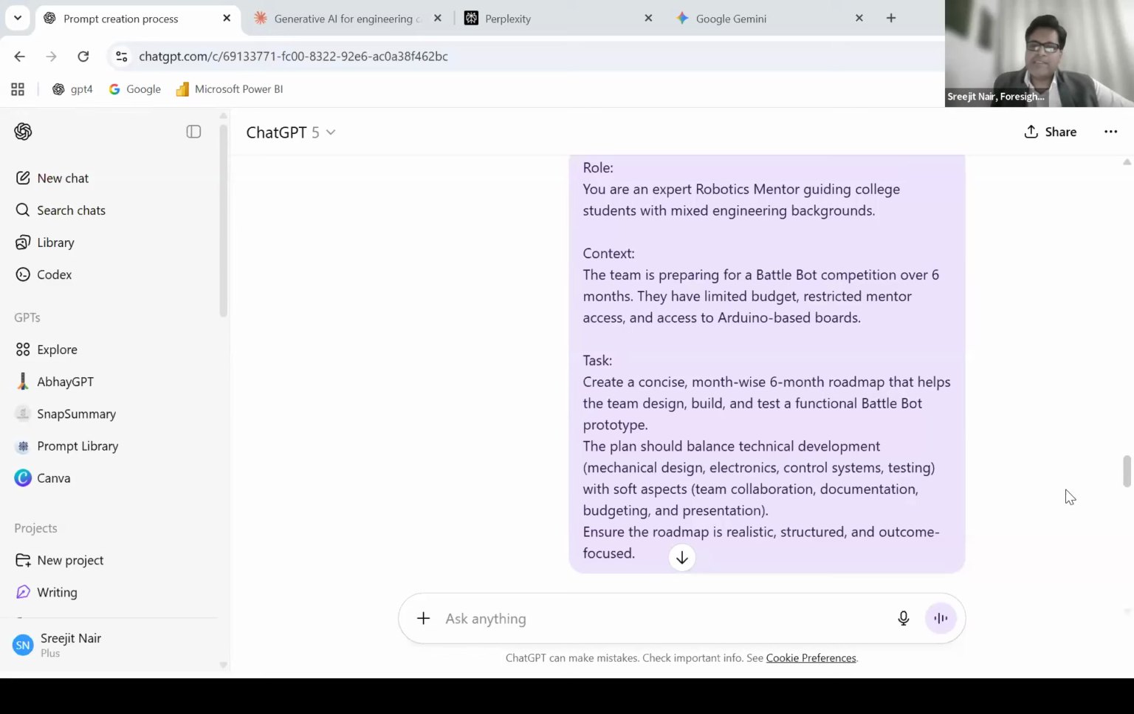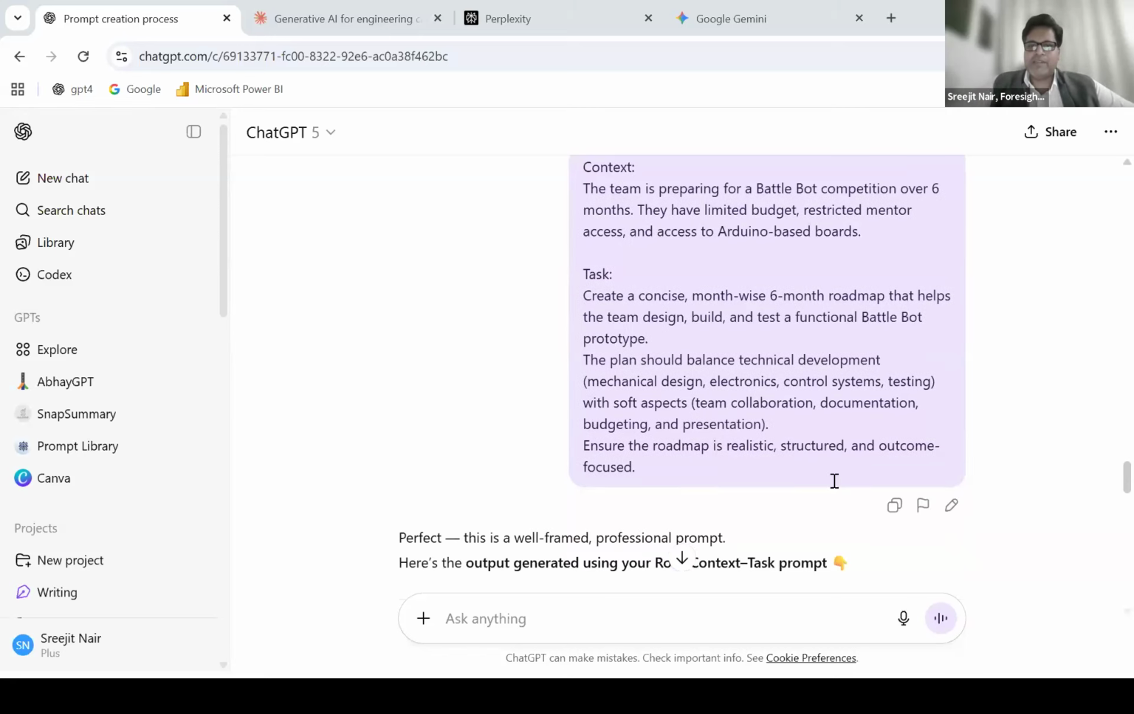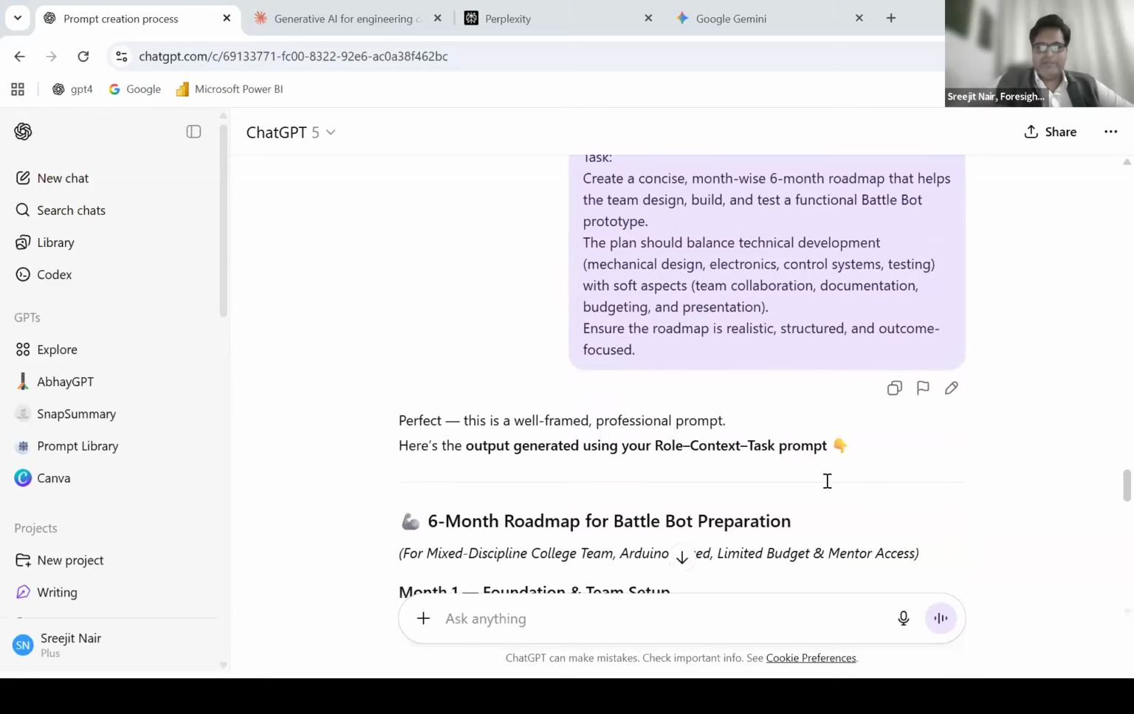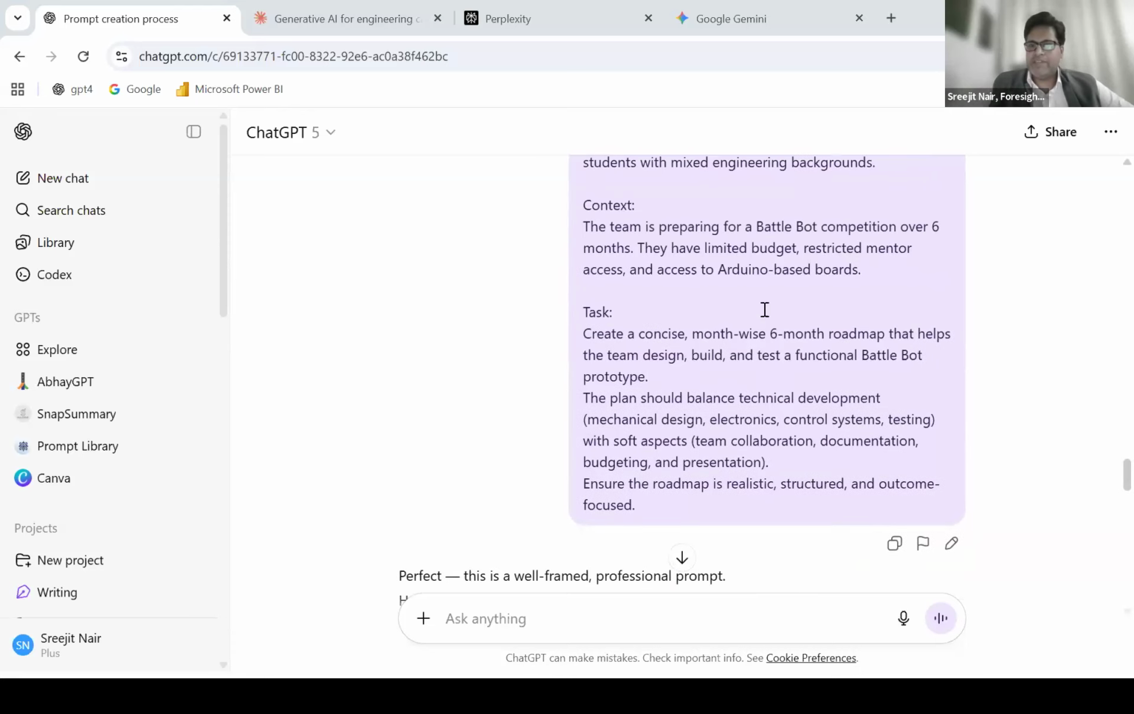And then the task: what exactly is required. Whenever you are using OpenAI or ChatGPT itself, you can just create a particular prompt like this, edit it, and then use it. That would be one suggestion.